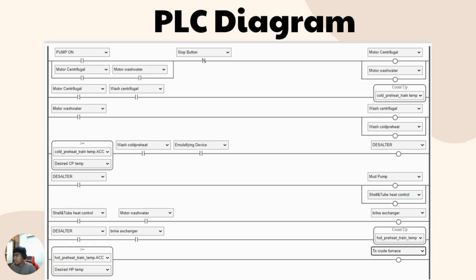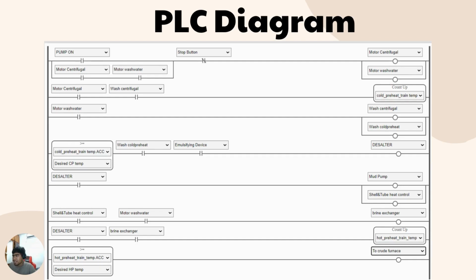And then here we have the PLC diagram of the crude oil process. It has 8 rungs. The first rung is a latching system to turn on or off the crude oil process. The relay pump on will activate the wash water pump. And then the second rung is to activate the cold preheat train after activating the wash water pump. The third rung is to flow the wash water.